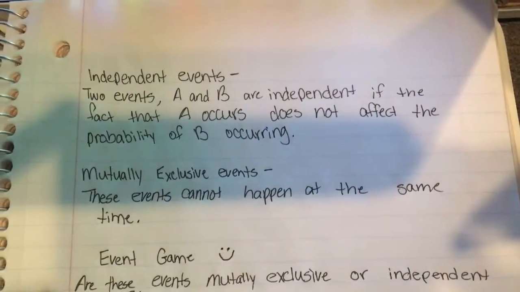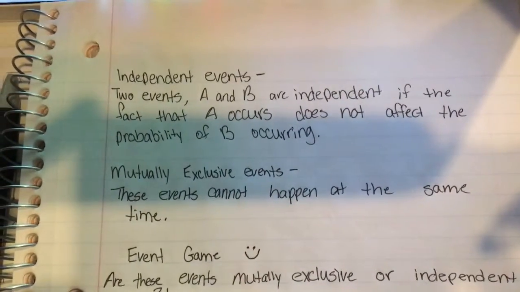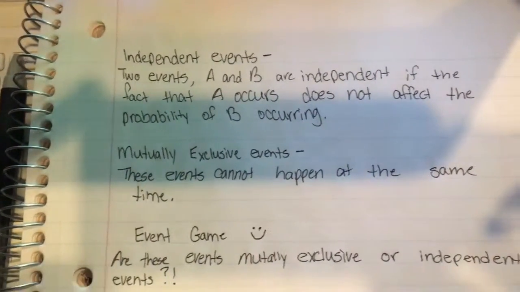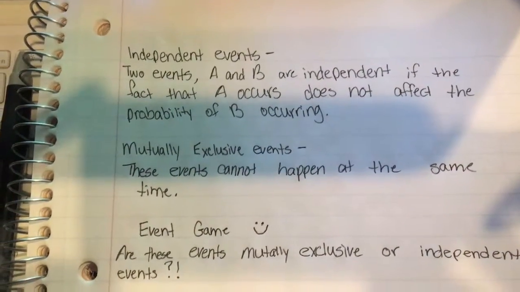Two events, A and B, are independent if the fact that A occurs does not affect the probability of B occurring. Mutually exclusive events cannot happen at the same time.